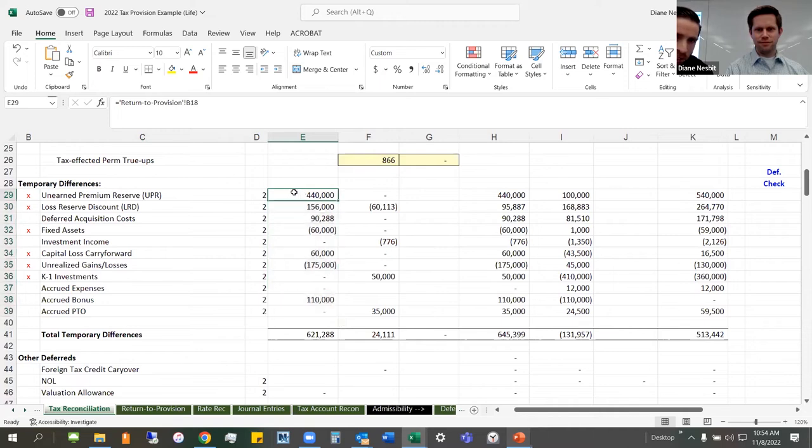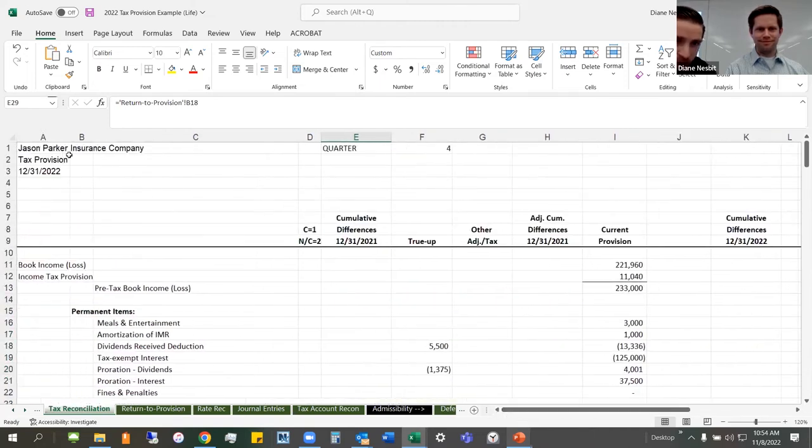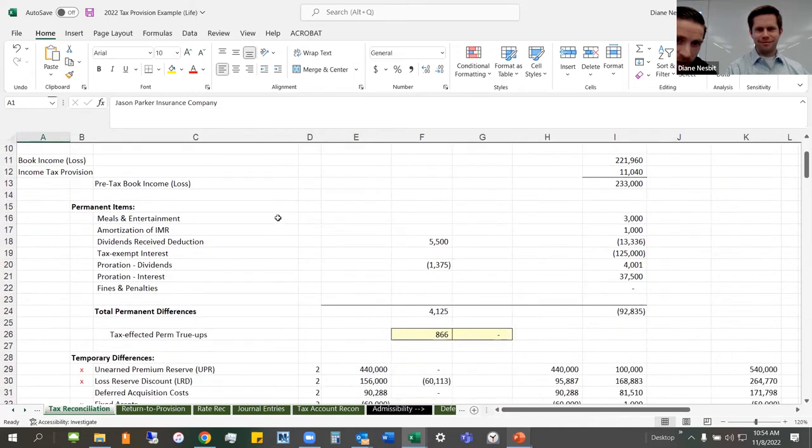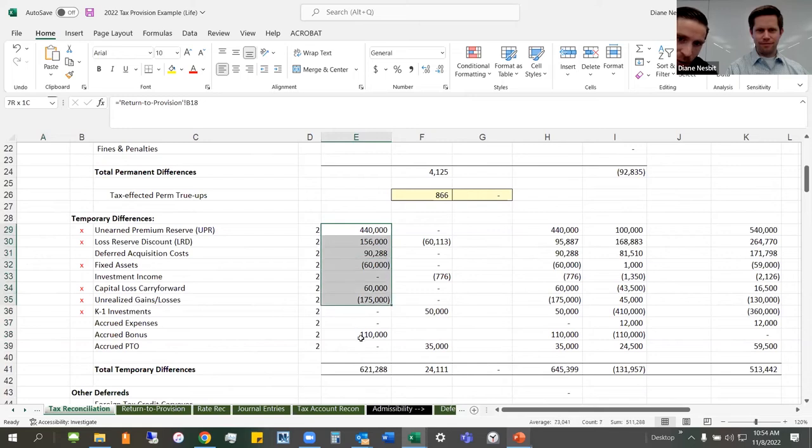Right now, this is Jason Parker Insurance Company, and this is year 2. In the first year of its existence, it recorded these differences between book and tax. As we go into year 2, last year's differences become our beginning deferred balances, which represent the cumulative differences in book and tax related to these different assets and liabilities.